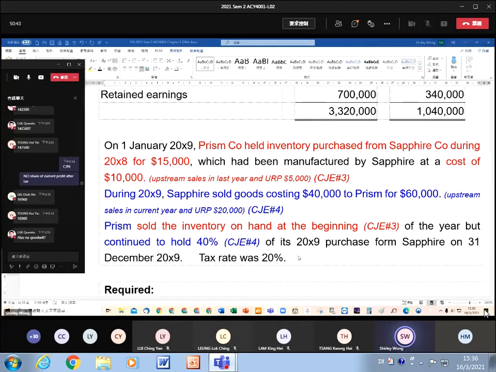Okay, now I will give you 5 minutes for what I need you to do. First of all, calculate the amount of goodwill. Second, prepare the consolidation journal entry number 1. So two tasks for you in 5 minutes: calculate the goodwill, prepare CJE number 1, and then we will check the answer together in 5 minutes.